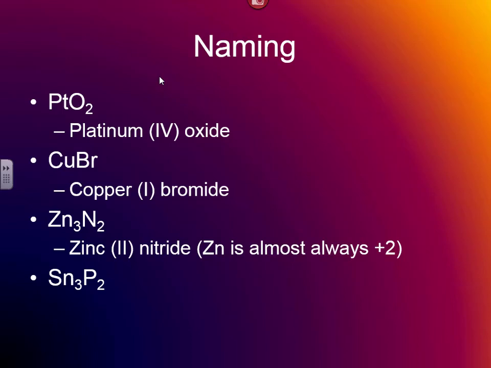This one is similar. What's the charge on the phosphorus? -3 times 2 makes -6. That has to be balanced with a +6. +6 divided by 3 tin atoms makes each one 2. So tin 2 phosphide.